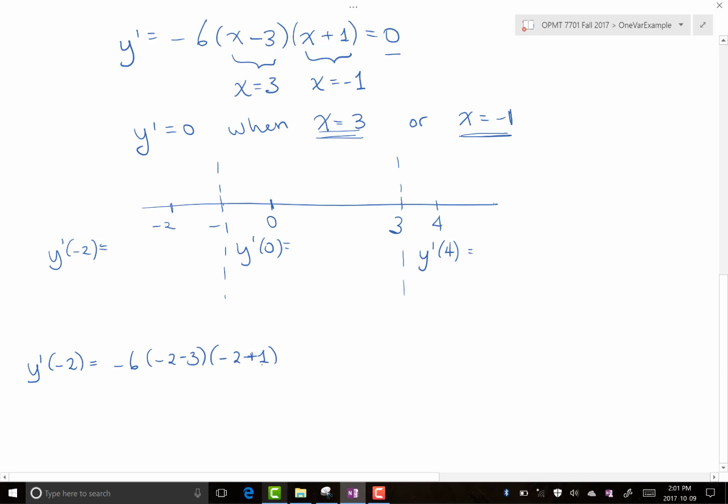So I plug the -2 in, and I get -6, -5, and -1. All I actually care about is the sign. So minus, minus, and minus gives me a minus. Turns out it gives me -30. All I care about, again, is actually the sign. That's all I care about.